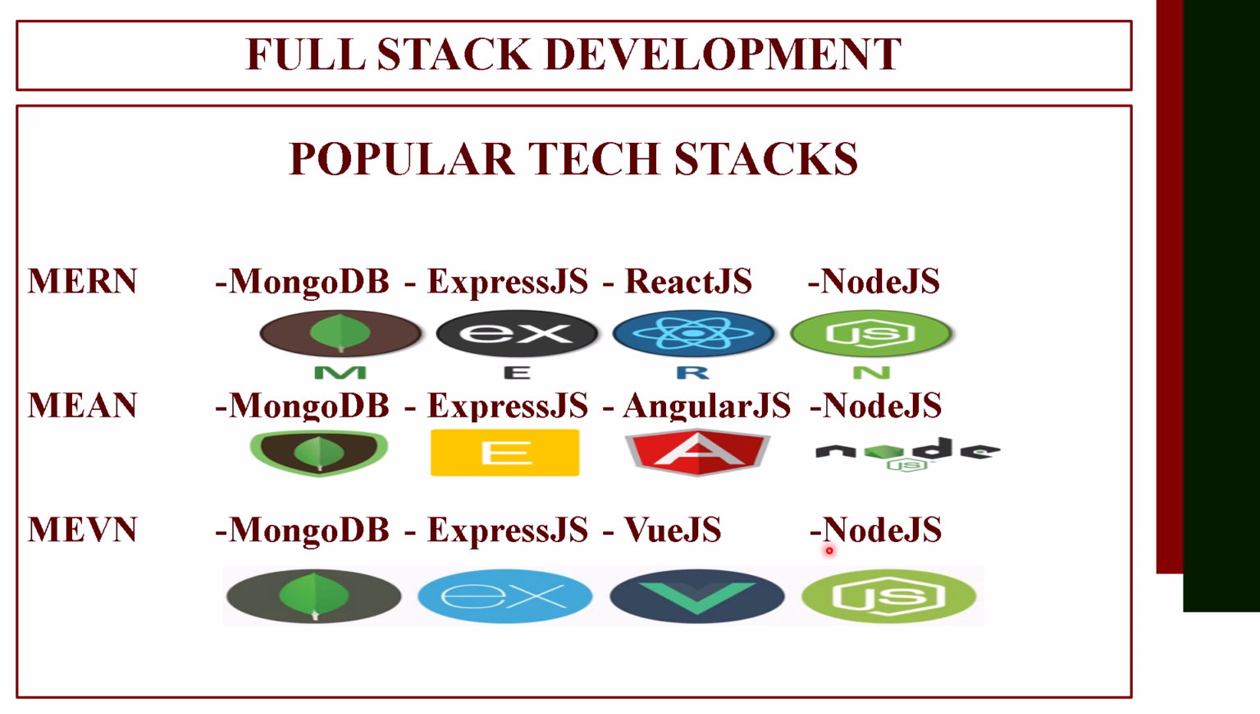Here you can observe one thing. The similarity in all three tech stacks is the first, second, and fourth places: MongoDB, Express.js, and Node.js. It is the same in all three tech stacks. But when it comes to the third position, if it is MERN stack, we are going to use React.js. If it is MEAN stack, we are going to use AngularJS. And MEVN stack means we are going to use Vue.js.